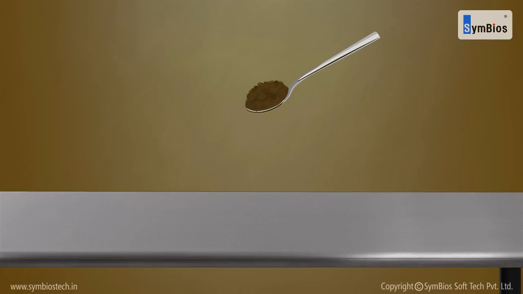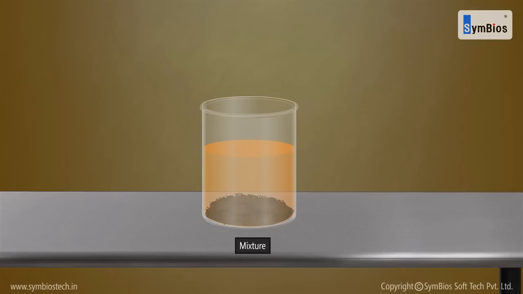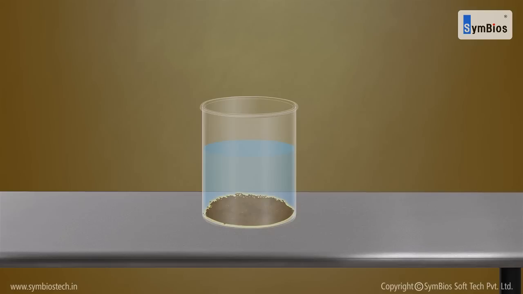Mixture. A substance formed by mixing two or more substances together is termed a mixture. No chemical reaction occurs and the original constituents can be easily separated. Each constituent retains its own property and makeup. Let's have a look at the types now.